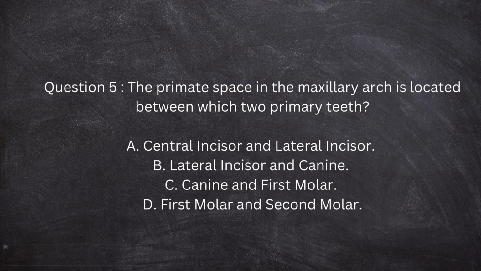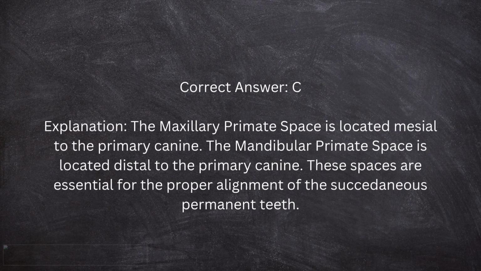Correct answer: C. Explanation: The maxillary primate space is located mesial to the primary canine. The mandibular primate space is located distal to the primary canine. These spaces are essential for the proper alignment of the succedaneous permanent teeth.